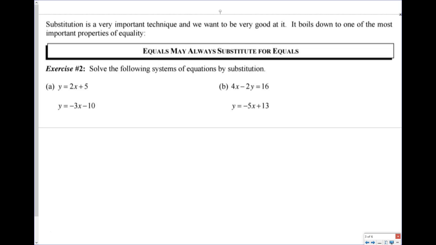Okay, so let's take a look at A. A says y equals 2x plus 5 and y equals negative 3x minus 10. Because y equals negative 3x minus 10, I can replace this expression with the y in the other problem.